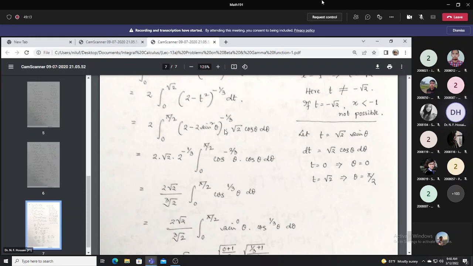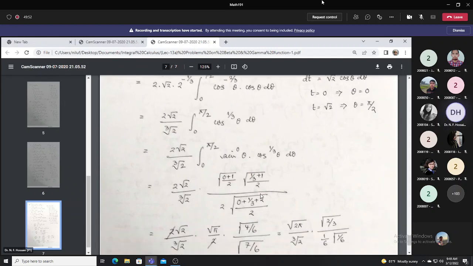So now 2 into dt is root 2 cos theta d theta, 2 into root 2 outside. You take 2 common here, 2 minus 2 sine square theta whole to the power minus 1 by 3. So if you take 2 common, it will be 2 to the power minus 1 over 3. This goes outside the integral, and under the integral sign 0 to pi by 2, 1 minus sine square theta is cos square theta. Cos square theta whole to the power minus 1 by 3, that means cos to the power minus 2 by 3 theta. And there is another cos theta, so 1 minus 2 by 3, that means just 1/3, cos to the power 1/3 theta.